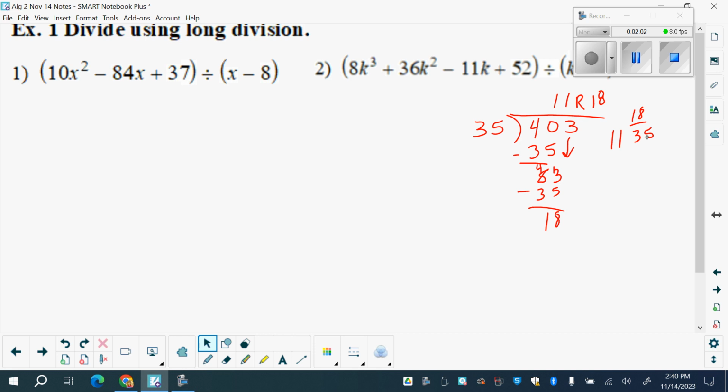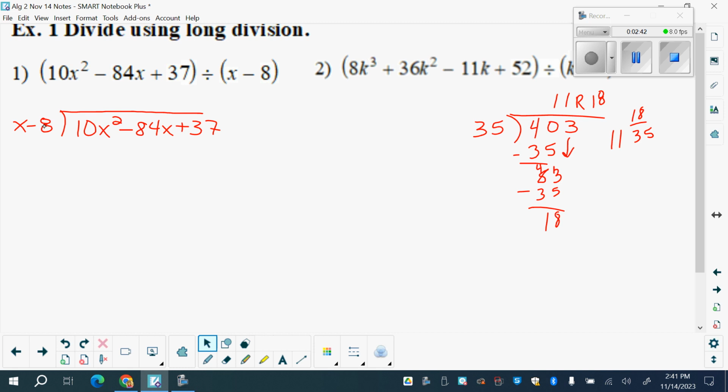Okay, so we are dividing polynomials. Apologize in advance. You've got to listen to this today. It's a little hard, a little tough. So what goes on the inside? What goes on the outside? Yes, 10x squared goes in here, and the x minus 8 goes outside. Okay, do you follow that?